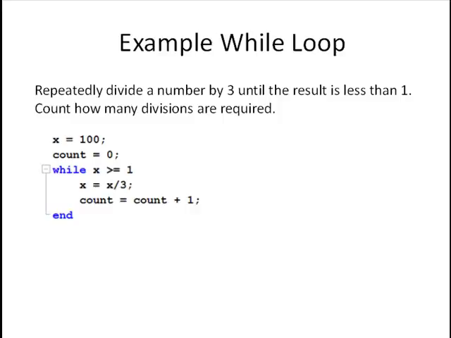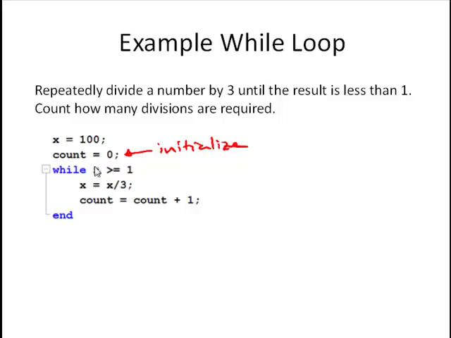So let's look at an example while loop. In this while loop, we're going to repeatedly divide a number by 3 until the result is less than 1. We also want to count how many divisions are required. So here we start with an initial value for x equal to 100. We will initialize the counter. And then we enter the while loop.